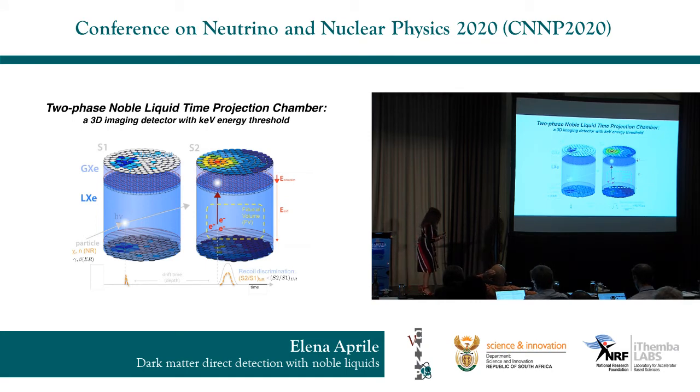So that's the power of fiducialization. Also, the ratio of these two signals is dependent on the type of particle. Nuclear recoils usually have a larger dE/dx, and so you're going to have a quite different ratio for a nuclear recoil of the same energy as an electronic recoil. That's the basis of discrimination.